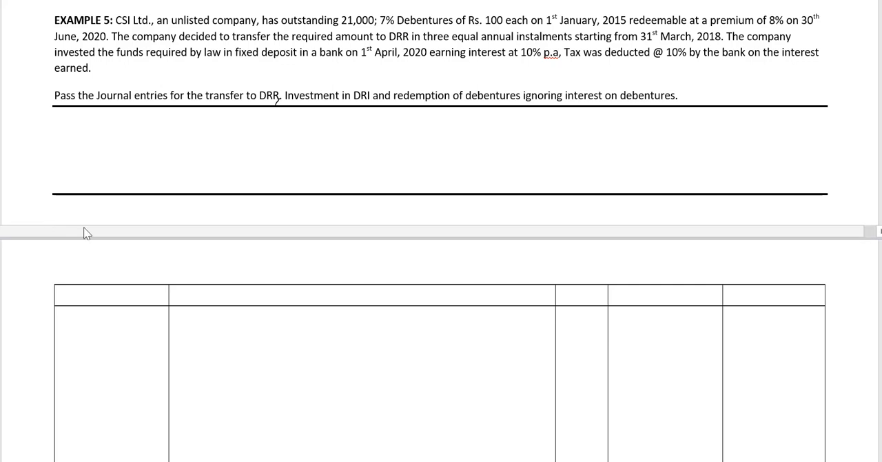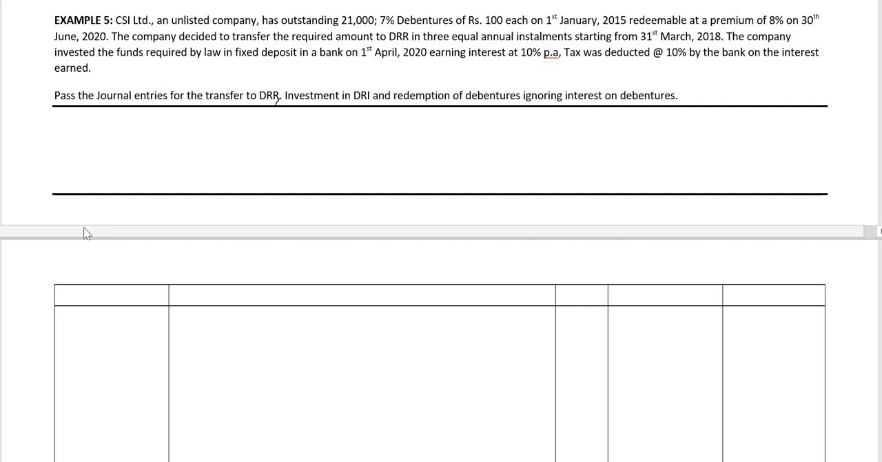It's given it's an unlisted company. It does not say whether it's a non-NBFC or non-HFC company. But since the company has decided to transfer the required amount to DRR and also make the investment as required by the law, we will assume that it's a non-NBFC or non-HFC company.